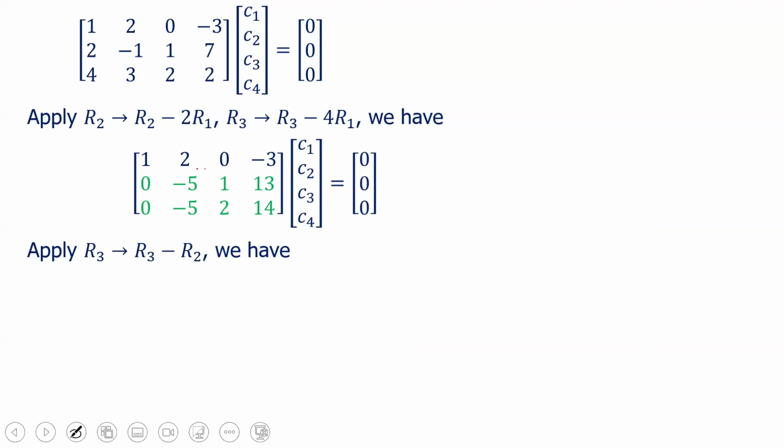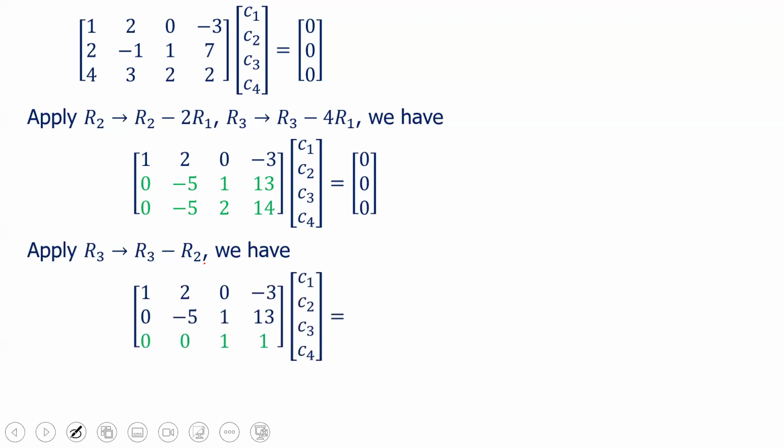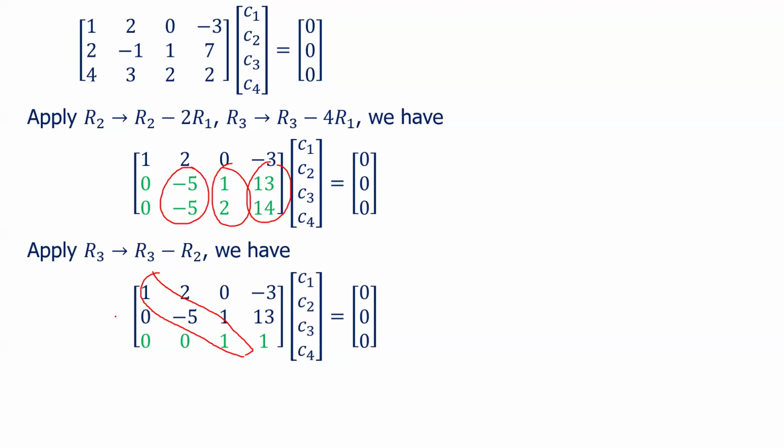Now we come to A22. With the help of A22, we will make this 0. For this, we apply the operation R3 minus R2. So minus 5 plus 5 is 0. 2 minus 1 is 1. 14 minus 13 is 1. After that, this matrix is converted to its equivalent form, because 1, minus 5, 1 is the main diagonal, and below the main diagonal all elements are 0. Therefore, this is the echelon form of the given matrix.